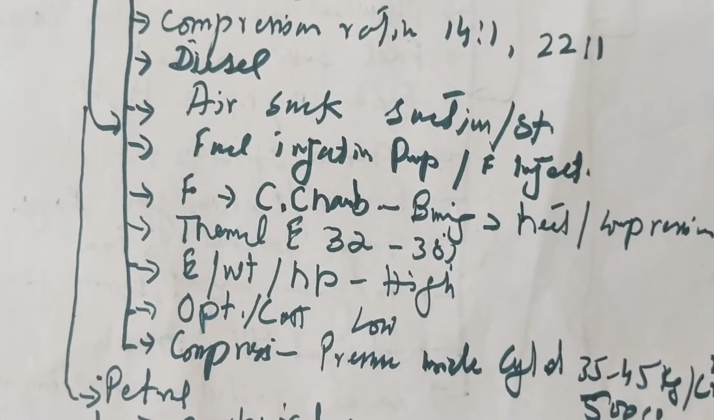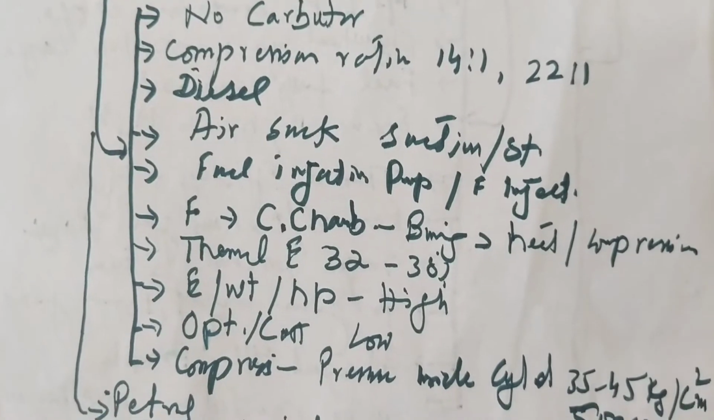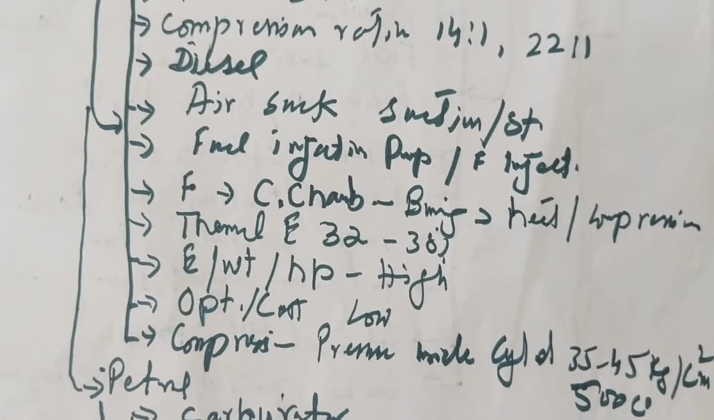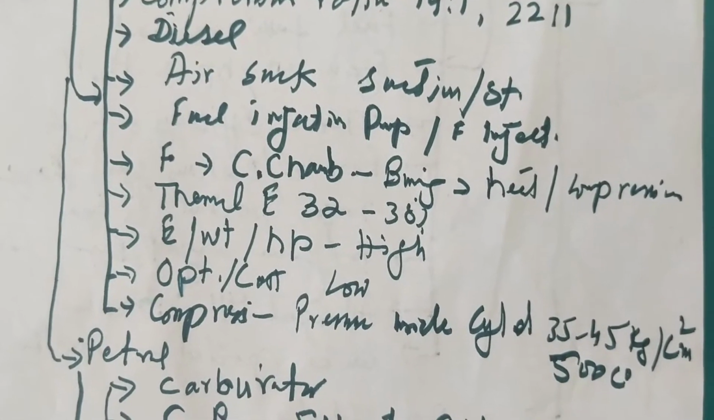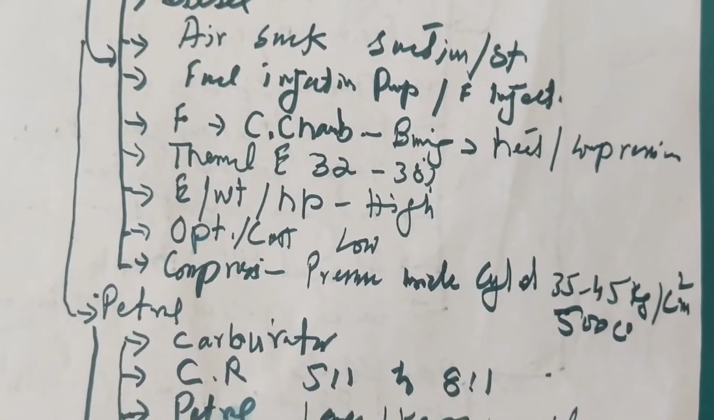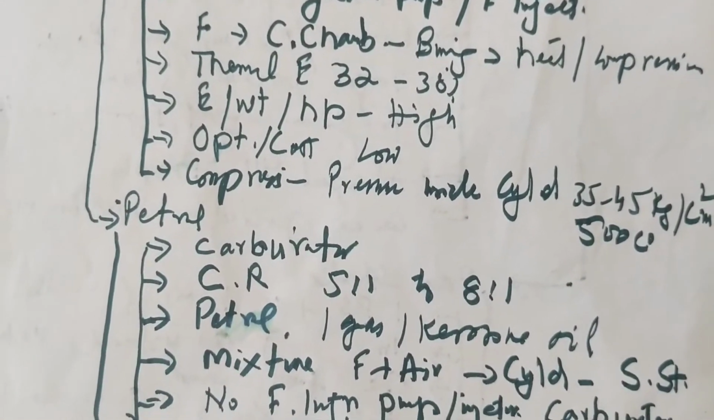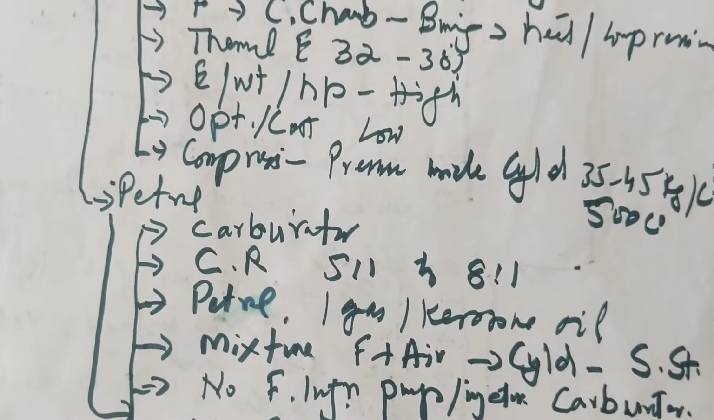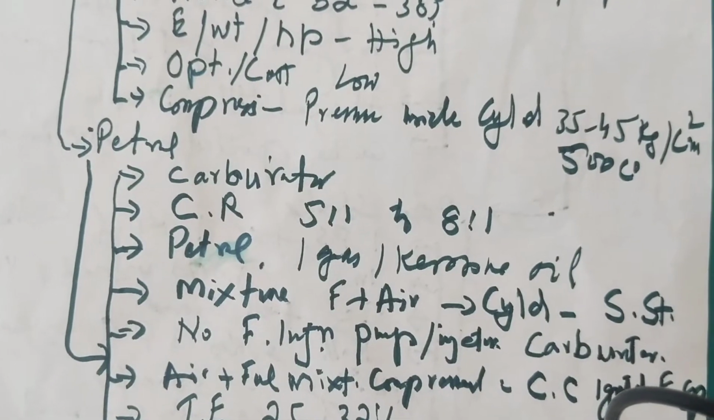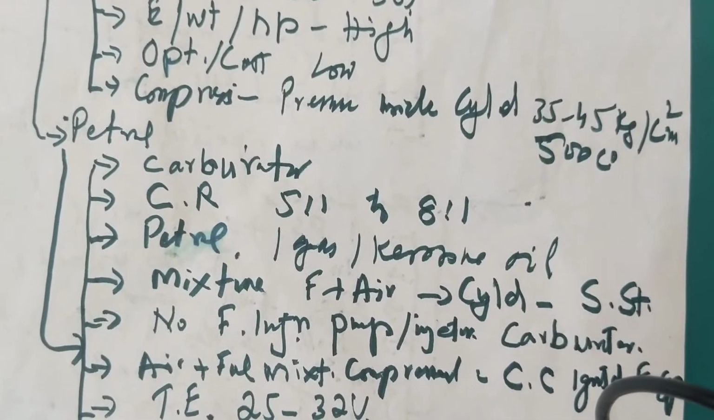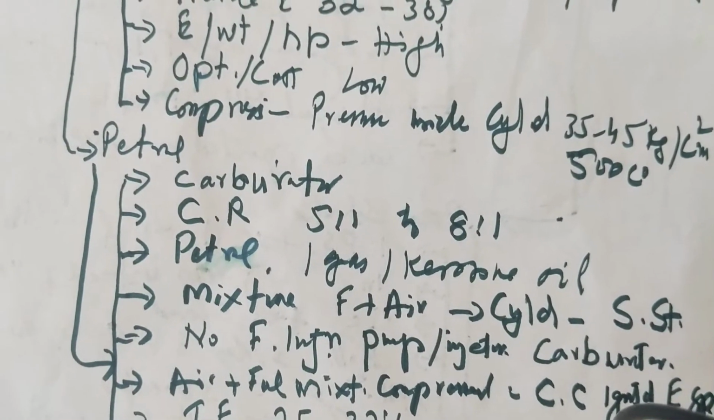Next point, in case of a diesel engine, a fuel injection pump or fuel injector is used, whereas in case of a petrol engine, no fuel injection pump or injector is used, only a carburetor is used.